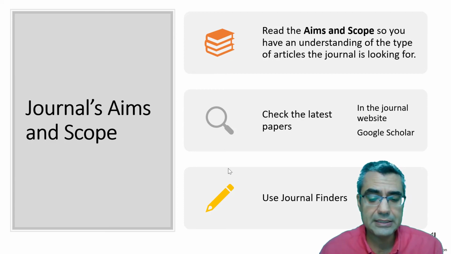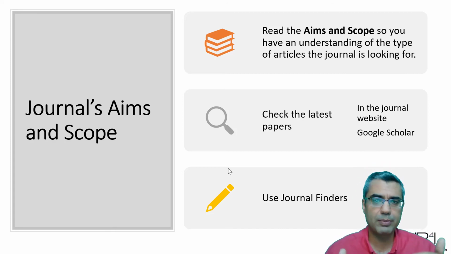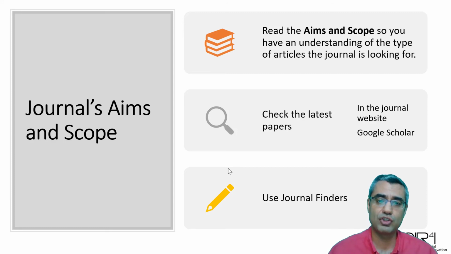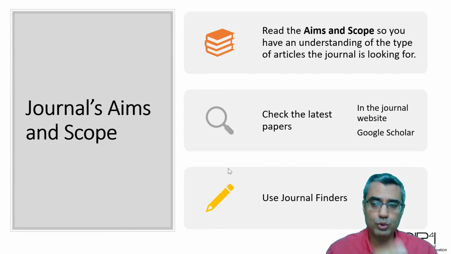Another method is to check those papers that you have cited. For example, if you have several papers from Journal of Asia Pacific, Journal of Business Administration, maybe it's good to consider this journal for your paper as well. So you can check the reference list of your own paper to choose the next journal to submit to.